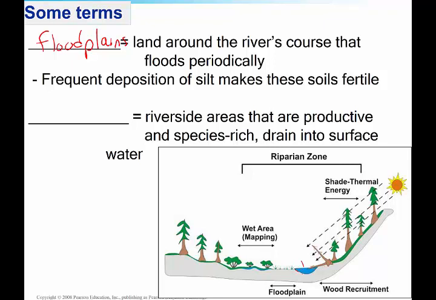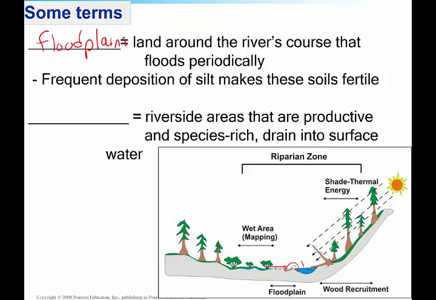And when rivers flood, the sediment on the bottom of the river can get deposited on the land. Now that sediment has lots of nutrients in it. So this makes the land around rivers fertile. And that's why a lot of times farms are built around rivers, because the soil is very fertile and it makes it easy to grow crops.